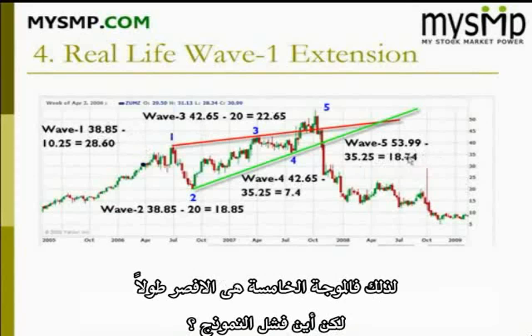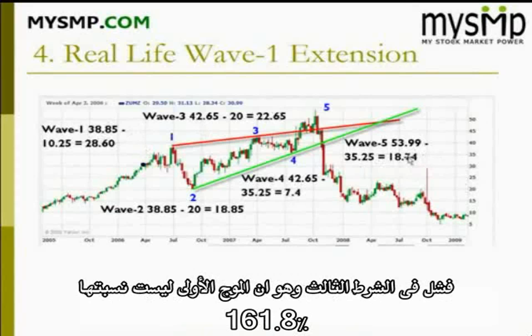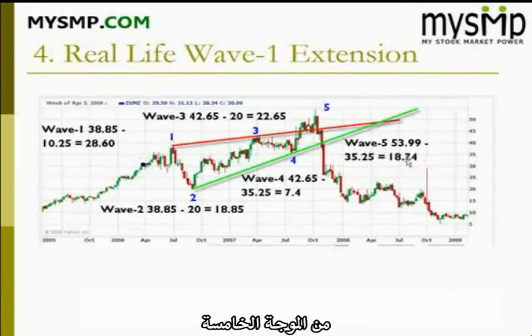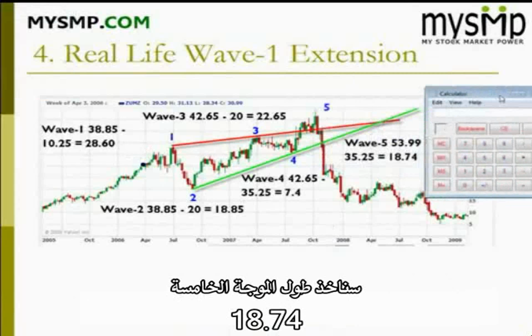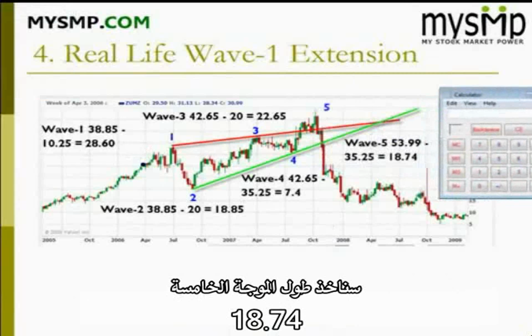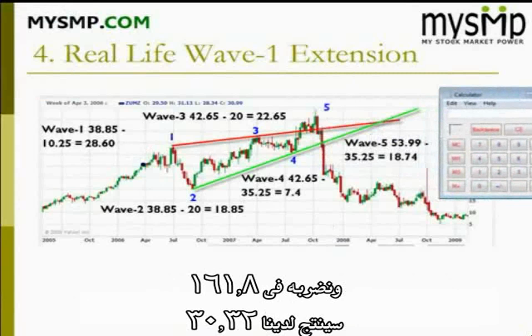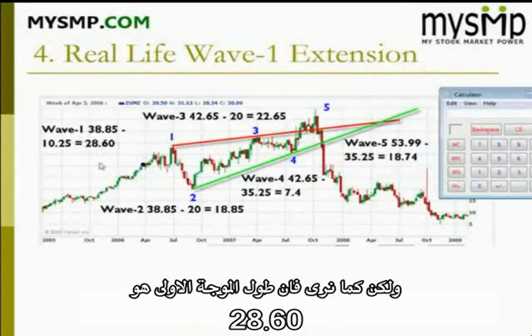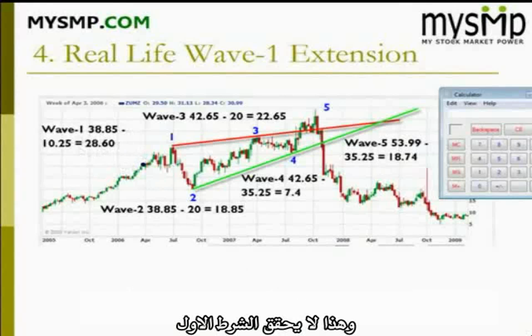But where this pattern fails, in our three mandatory rules for wave 1 extensions, is that wave 1 is not 161.8% greater than wave 5. So if you take wave 5, 18.74, times 1.618, you get 30.32. As you can see, wave 1 is only 28.6, so it does not meet our requirement.